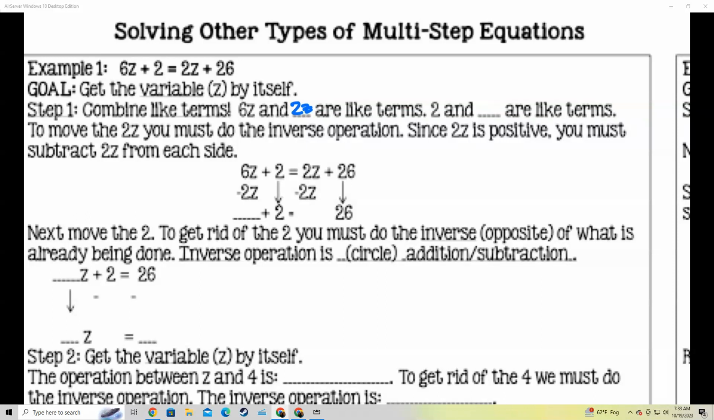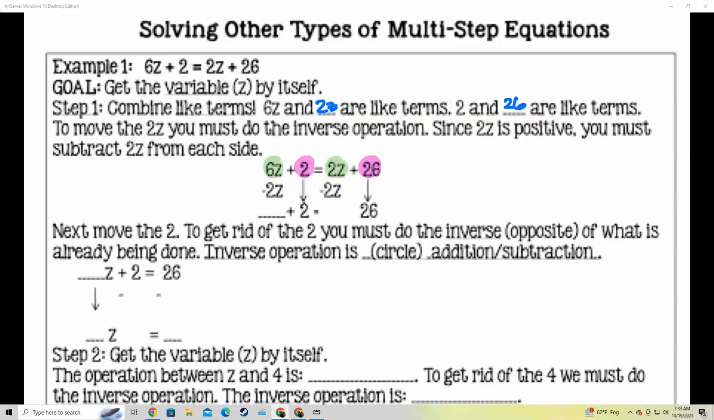The 2 and the 6, the 2 and the 26 are also like terms, okay? The positive 2 and the 26. So what I'm saying is these are z's. These are what we call constants. They're just regular numbers. And I want to combine the z's with the z's and the constants with the constants. But in order for me to move them over that line, we need to do the opposite operation, okay?